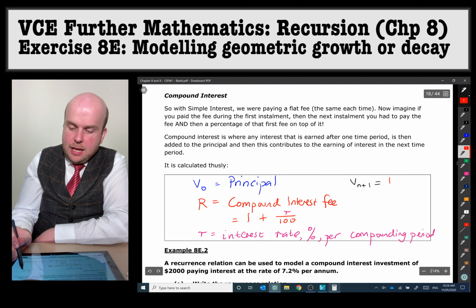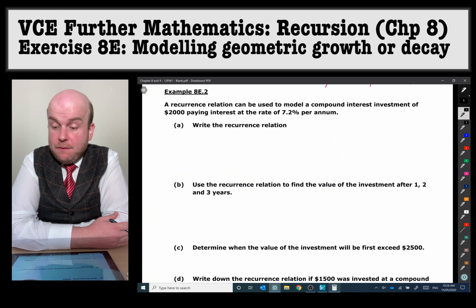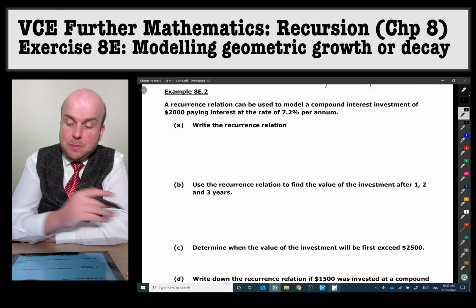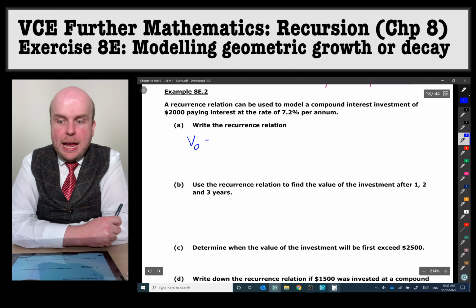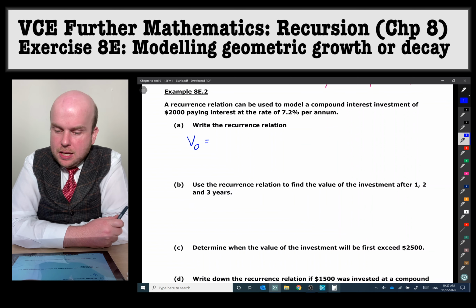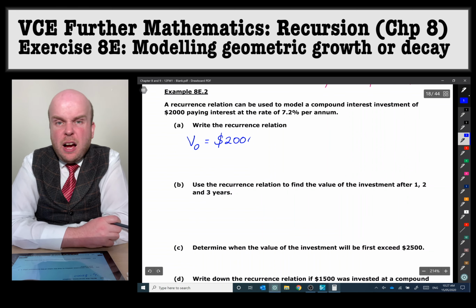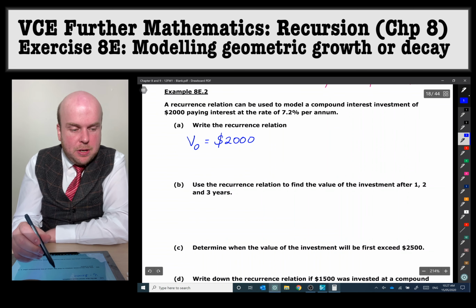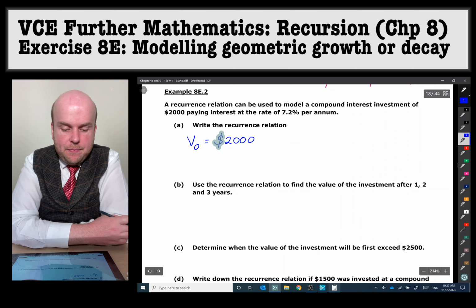Example 8E.2. A recurrence relation can be used to model a compound interest investment of $2,000 paying interest at the rate of 7.2% per annum. Write that recurrence relation. So, as per usual, I'll need to get my V0. So my initial or my principal value here was $2,000. I've kept the sign in. You don't have to keep the sign in when you're writing the recurrence relation, so in fact, I might just take that out for now.